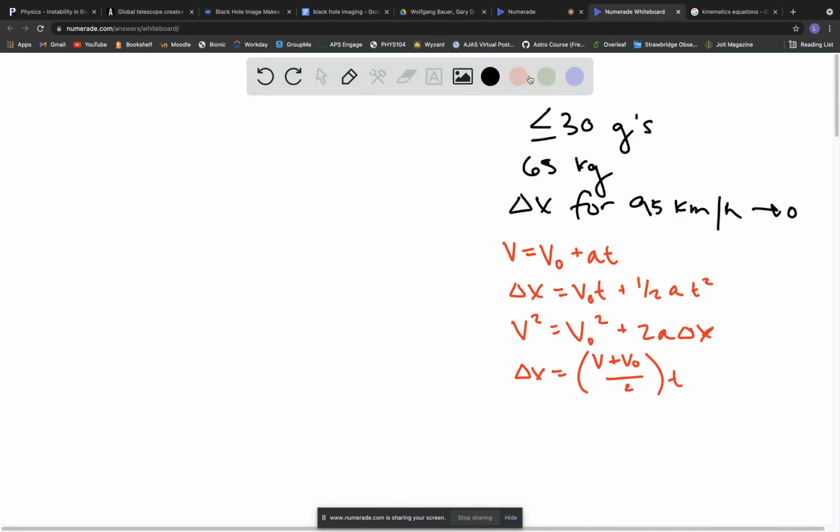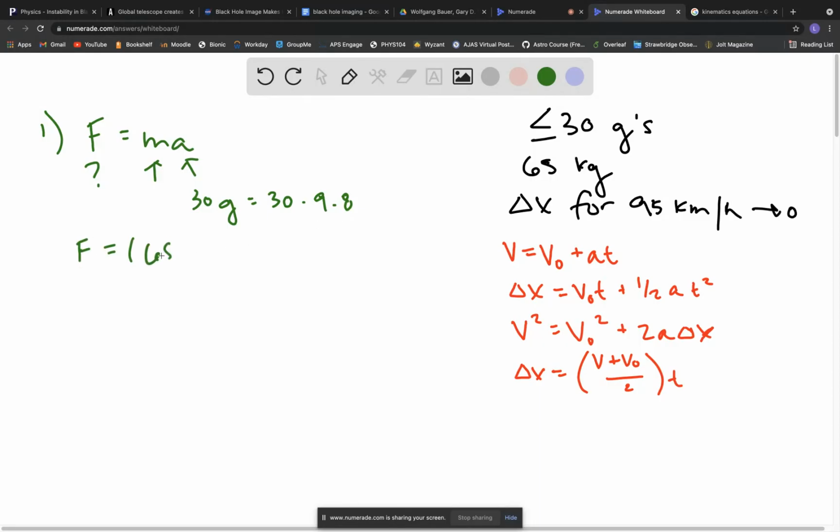And we want to know first off, so one, what is the force on a 65 kilogram person that is decelerating at 30 Gs? So we know that force equals mass times acceleration, obviously. And we have the mass, we want to know the force, and we actually have the acceleration, and that's 30 Gs. And that is literally 30 times the acceleration due to gravity, which is 9.8 meters per second squared. So if we just multiply our 65 times 30 times 9.8, we'll get our force, which is 19,110 newtons.